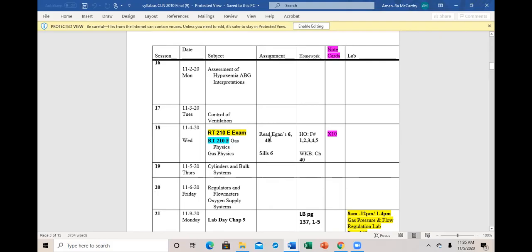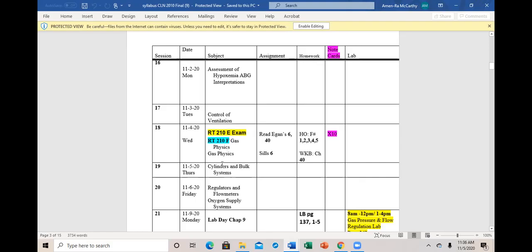The chapters to read for this tonight, guys, you need to be going over Egan's chapter 6 and chapter 40. Don't worry about the seals because we don't have that book in stock yet. I'll check on that today to see if it's here. But focus on Egan's chapter 6 and chapter 40. The homeworks on this one are 1, 2, 3, 4, and 5. And of course, don't worry about the workbook. I'm not gonna make you do the workbook.